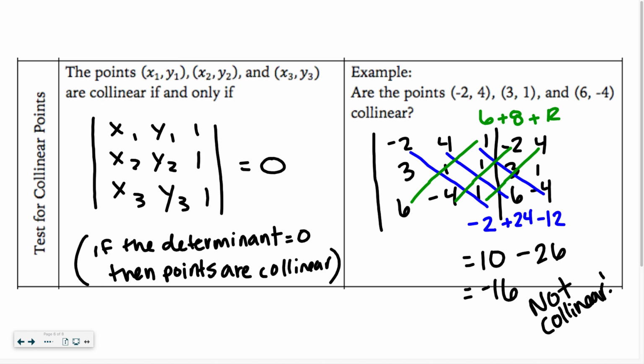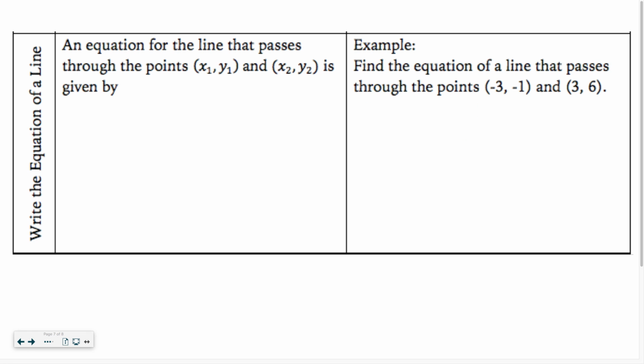Questions, concerns? Okay, last one. This last one is going to build off of collinear, right? We're checking to see if 3 points are on a line. The last slide is going to ask you to write the equation of a line. Now, to write an equation of a line, and this goes all the way back to algebra 1, you don't need 3 points for a line. You only need 2 points, right?